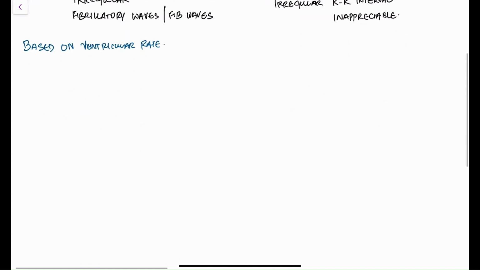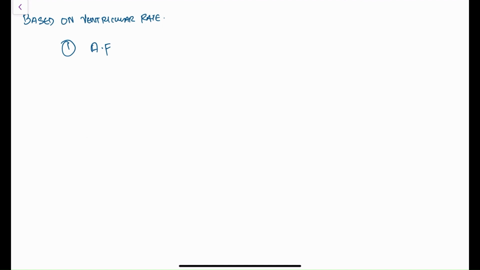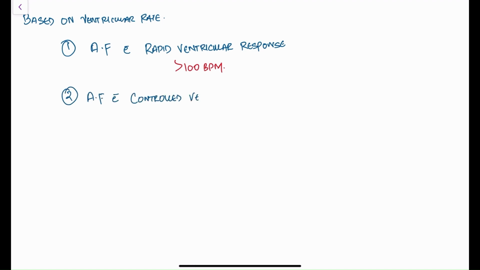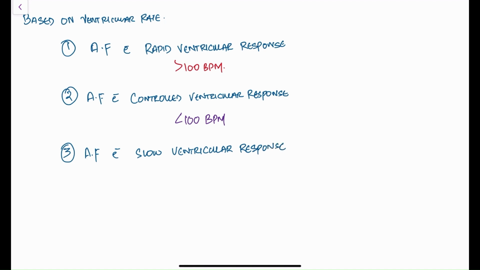The classification of atrial fibrillation is based on the ventricular rate. So atrial fibrillation with a rapid ventricular response is any AF which has ventricular rates higher than 100 beats per minute. Atrial fibrillation with a controlled ventricular response is anything between 60 to 100 beats per minute. An atrial fibrillation with a slow ventricular response is when the ventricular rate is less than 60 beats per minute.